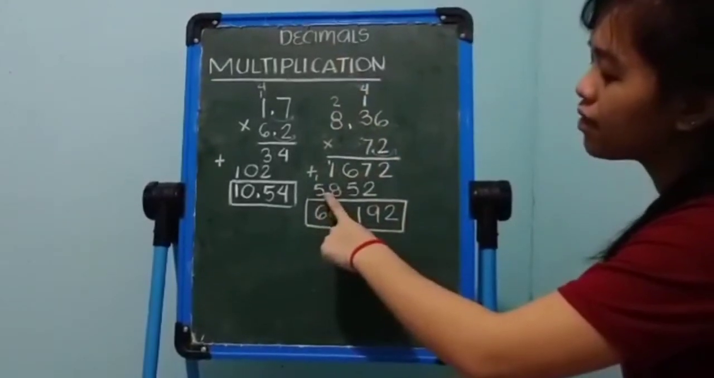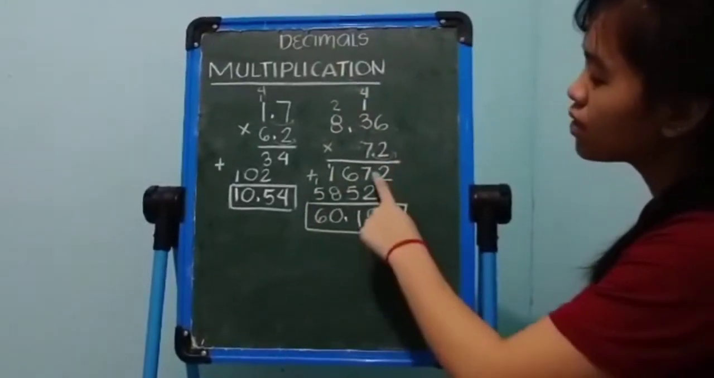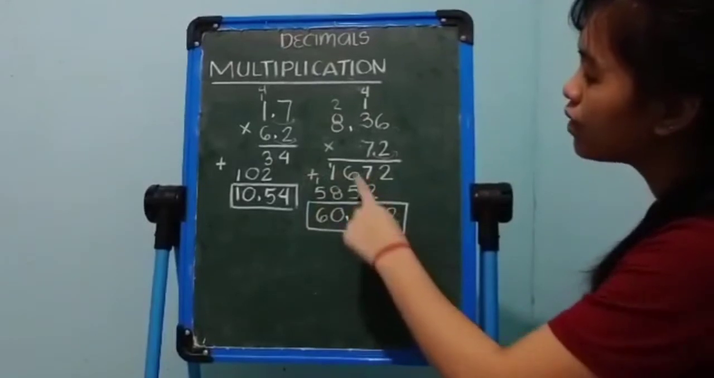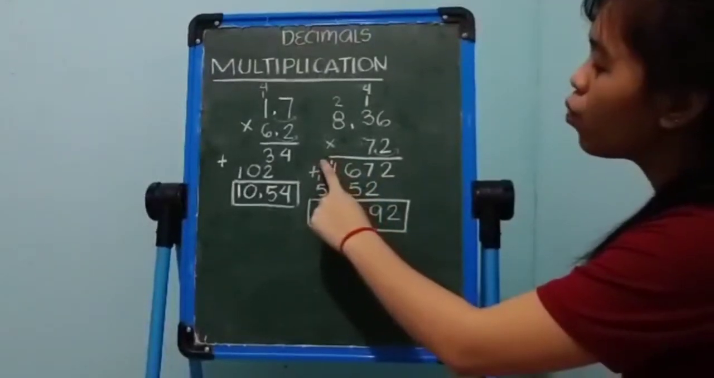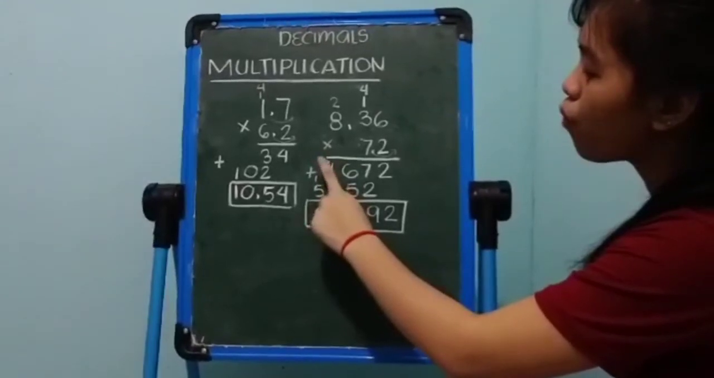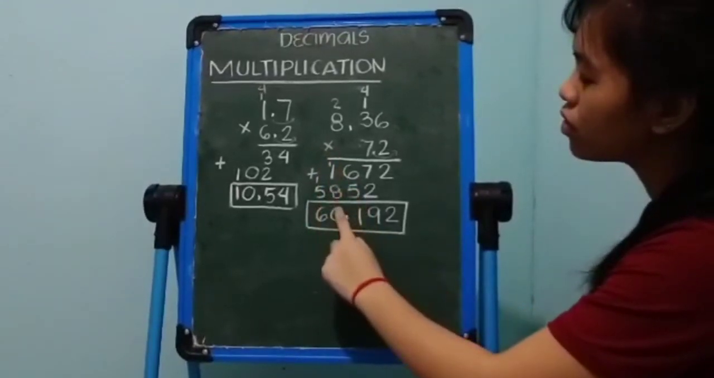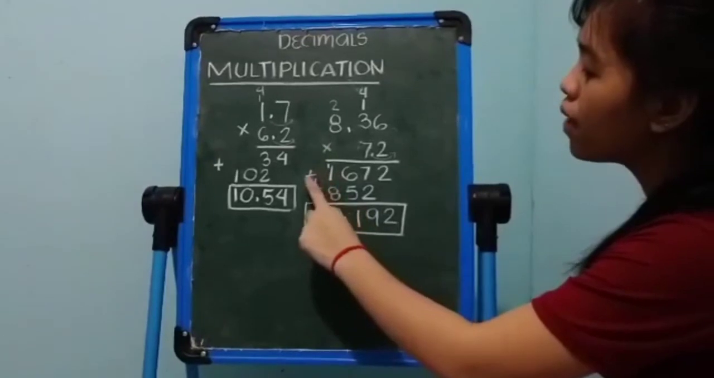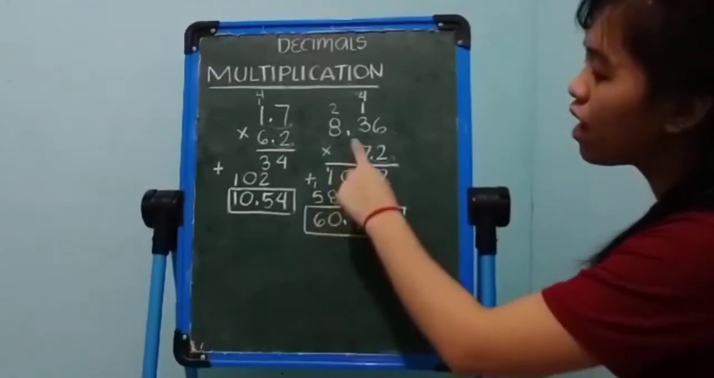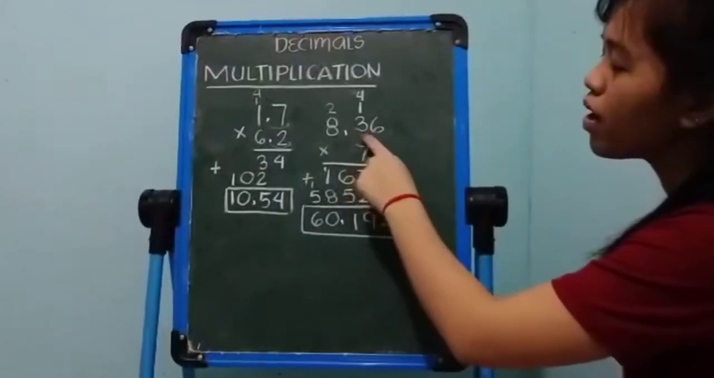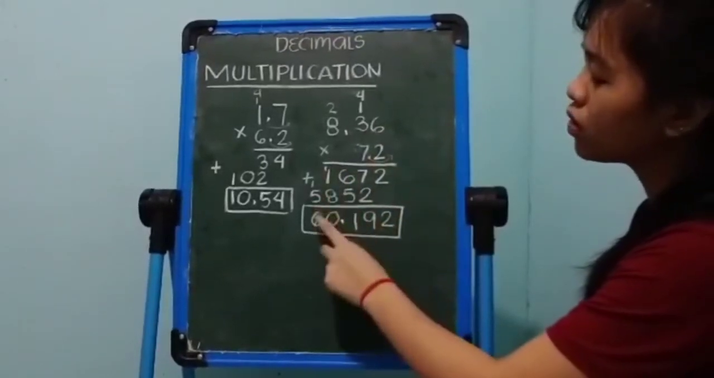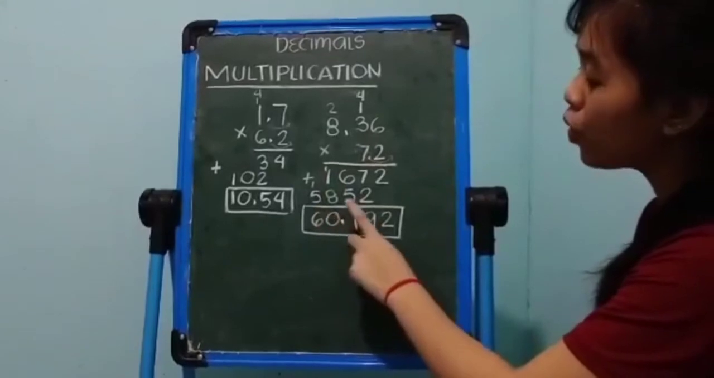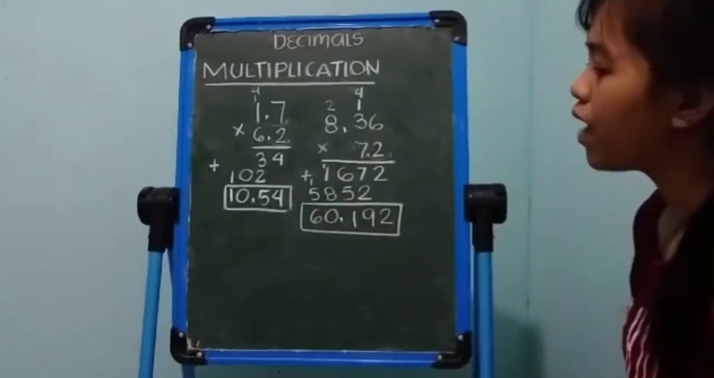Then let's add. Bring down 2. 7 plus 2 is equal to 9. 6 plus 5 is equal to 11. Bring down 1, carry 1. 1 plus 1 is equal to 2. 2 plus 8 is equal to 10. Bring down 0, carry 1. 1 plus 5 is equal to 6. Then count the decimal places to the right. 1, 2, 3. So 1, 2, 3. So 60.192 is the final answer.